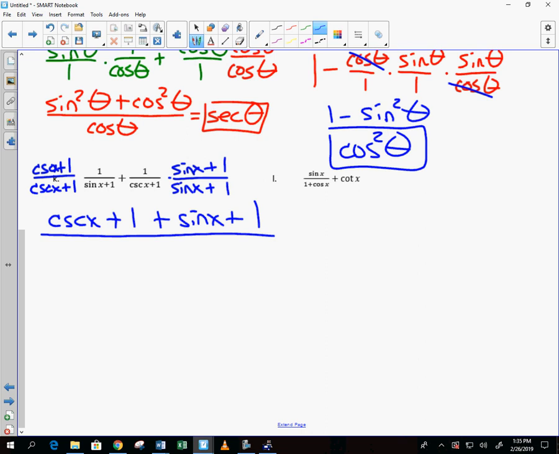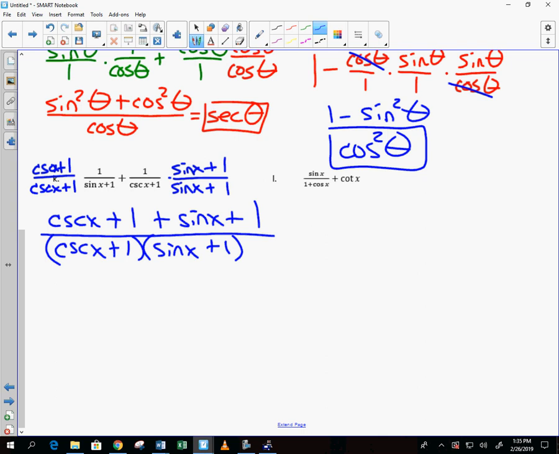Sometimes it's good to leave the denominator factored, and other times it's good to multiply it out. So I'm going to show you as it's factored right now. Can we just go ahead and cancel off these sine of x plus 1s and these cosecant of x plus 1s? Can we just cancel those off, get rid of them?